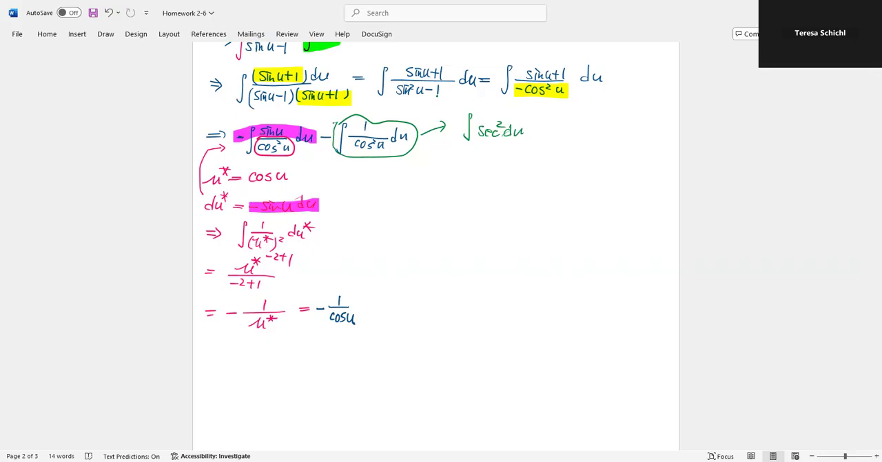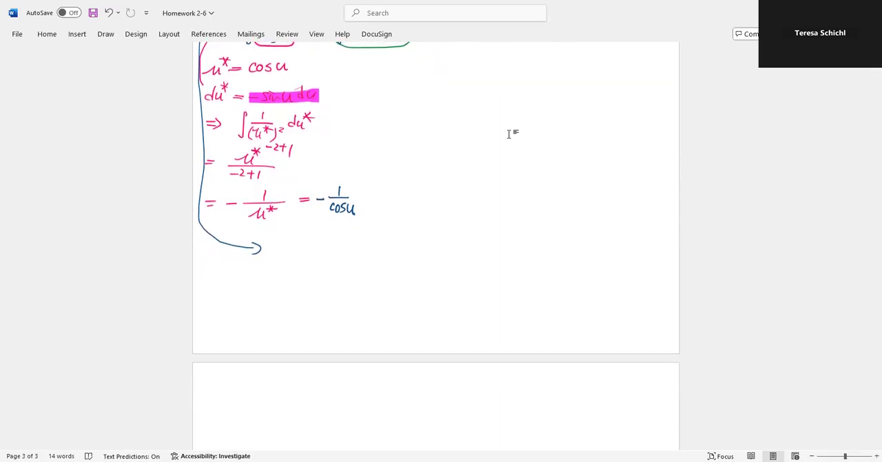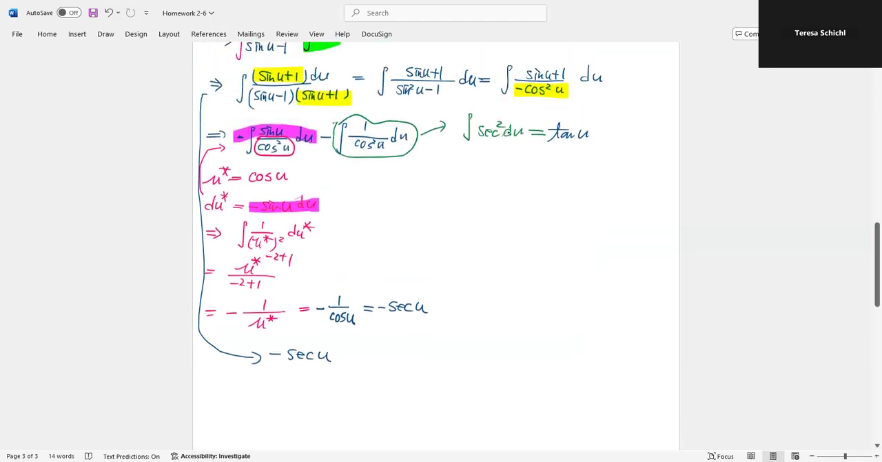All right, so the secant square, we know what is the integral of secant square? That is pretty simple. It's tangent u, right? So after two integrations, I have negative 1 over cosine u, which you can change to negative secant u, and plus minus, so it's tangent u, but I have a negative here, so it's minus tangent u.